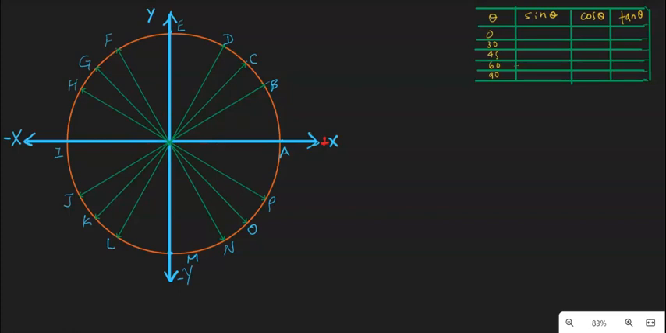Let's use a unit circle to better understand the magnitude and signs of each of the trigonometric functions. A unit circle is a circle with a radius of 1 unit. So the radius from origin to point A is 1 unit. And it's drawn on the Cartesian coordinate system, which is x-y axis, with origin of 0, 0 in the middle.